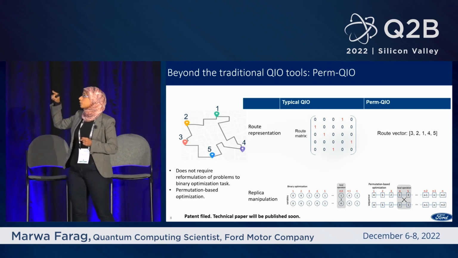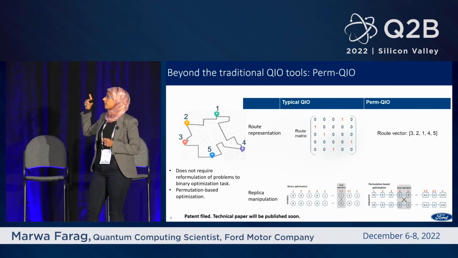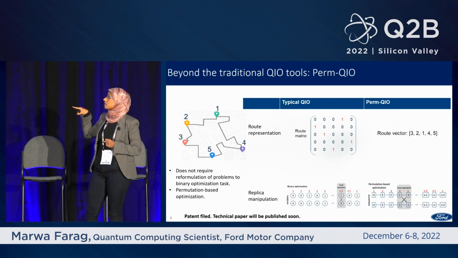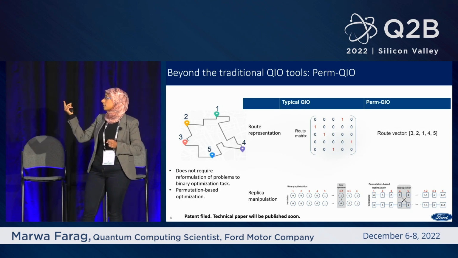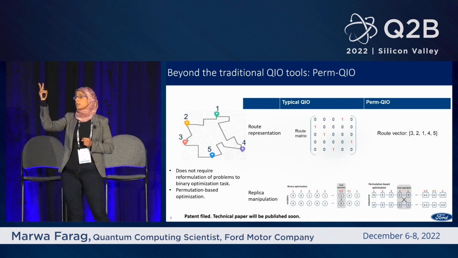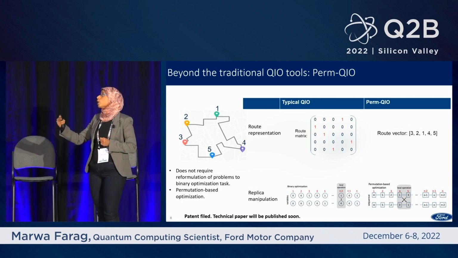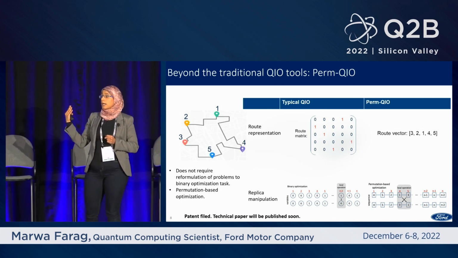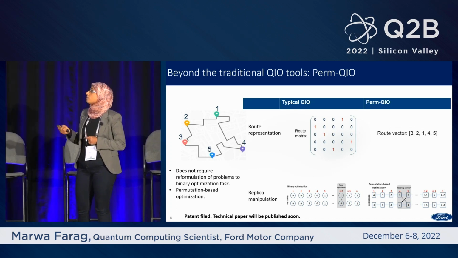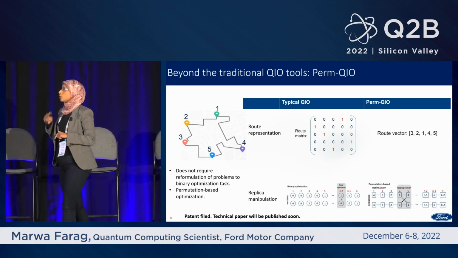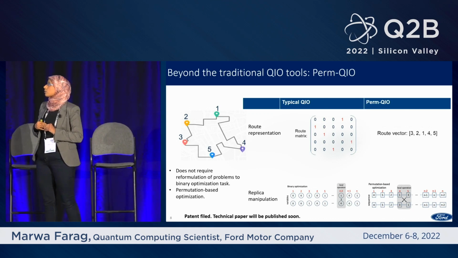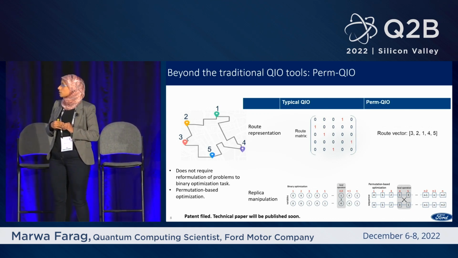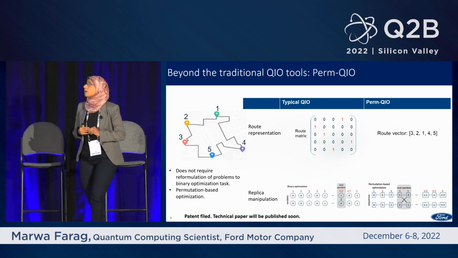Then we also create a mini replica of this vector, and the way these replicas are manipulated is that you swap two adjacent points, and during this evolution you validate whether it is valid or not. We have a patent filed, and you can read more about the technical details of this work. We now have the paper available on arXiv.